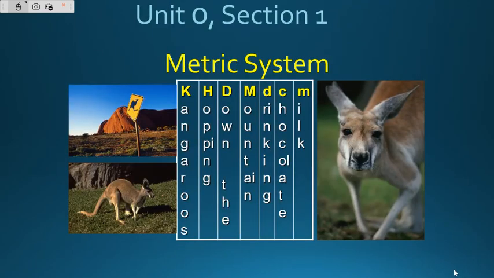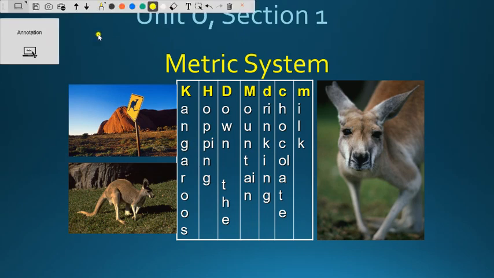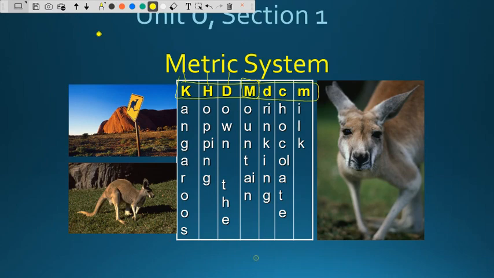Okay, now I always use this graphic for the metric system because I did my student teaching down in Australia, and it just kind of brings to mind the concept of kangaroos hopping down the mountain drinking chocolate milk. That's just the kilo, the hecto, the deca. This is our base unit of the meter, or it's going to be the liter, or it's going to be the gram. This is the deci. Notice that's a lowercase d. And here's the centi and milli. This is a base 10 system.